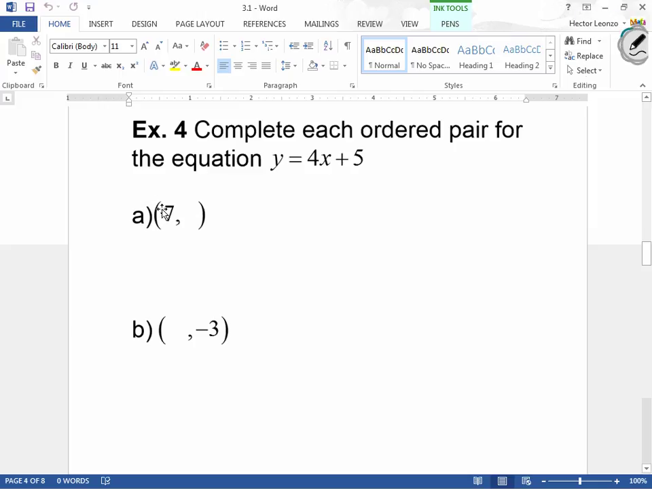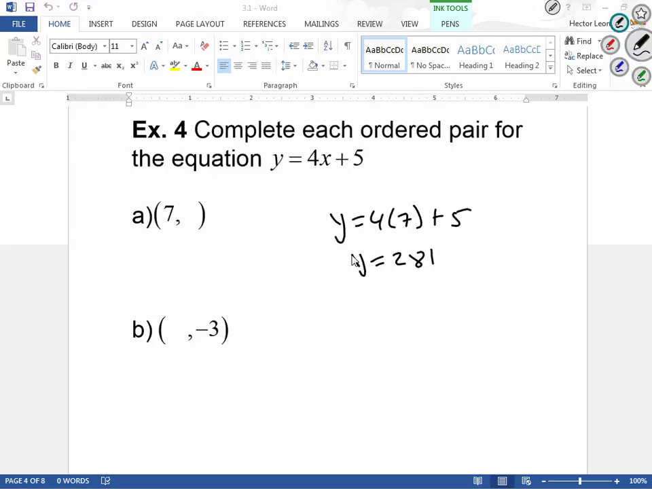So here, since I'm giving you the first value, I'm telling you that x equals 7. So let me rewrite this equation, y equals 4x plus 5. But instead of x, I'm going to write 7. So I'm going to write y equals 4 times 7 plus 5, and we need to solve for y. So we technically have y equals 28 plus 5. So the value of y should be 33. So that's how I'm going to complete that.